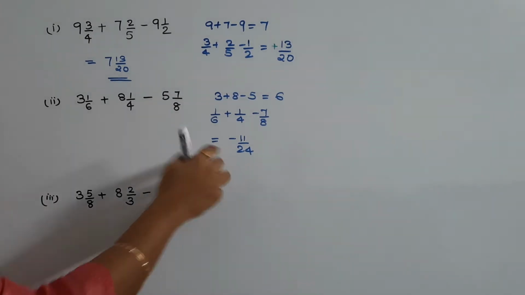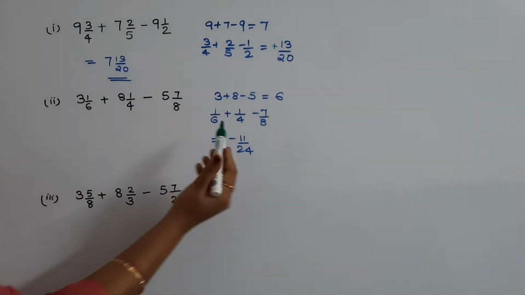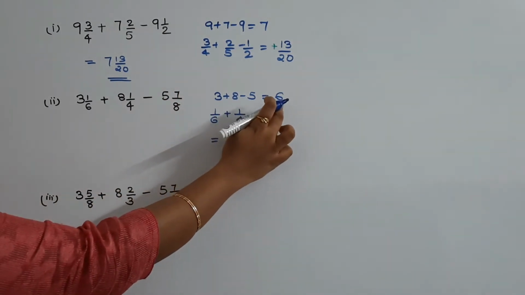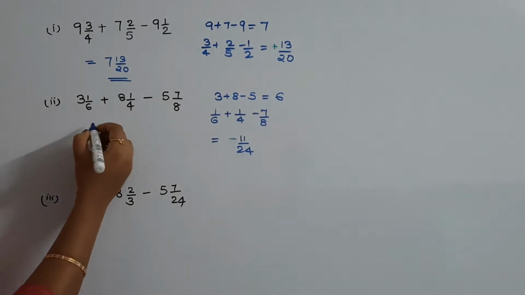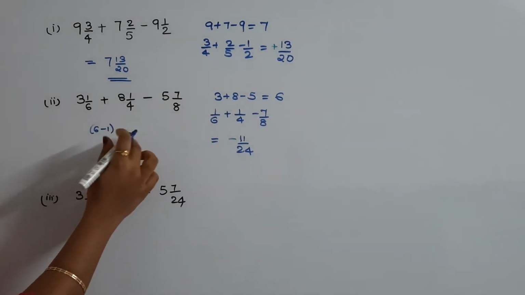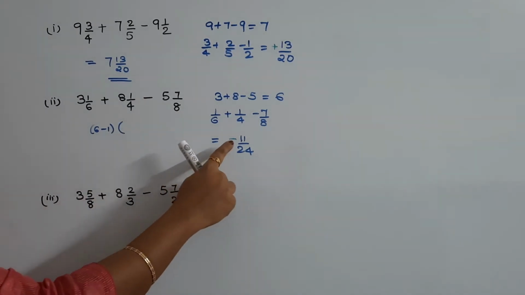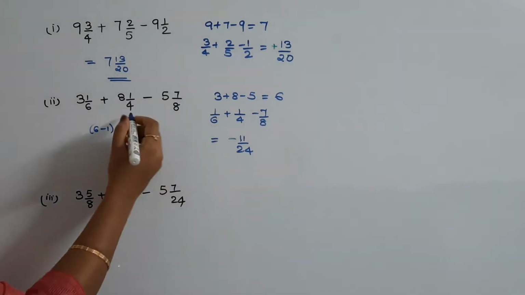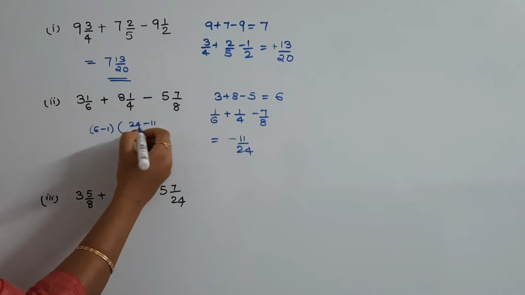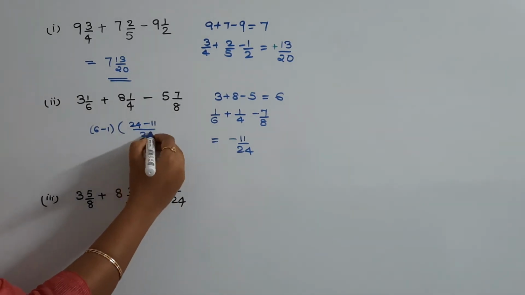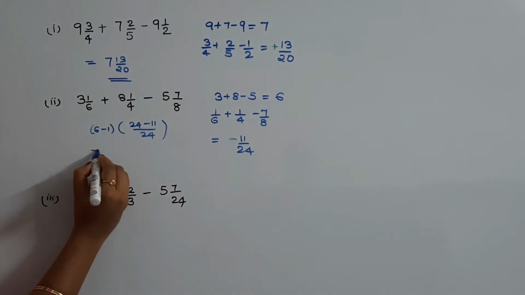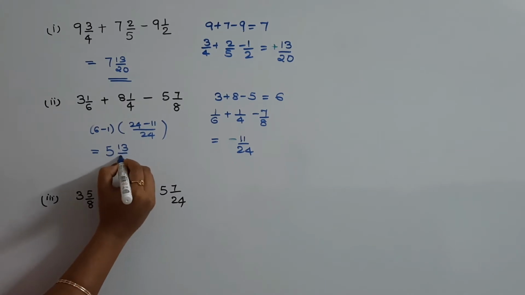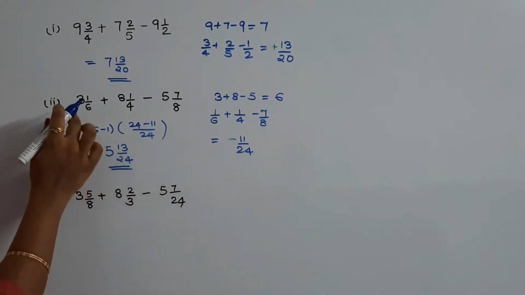Now, see here we got a negative value. Whenever you get a negative value, first you need to subtract 1 from that 6. Then here you need to subtract this numerator from the denominator. That is, write 24 minus 11 divided by this denominator. So that will be equal to 6 minus 1 is 5, and on solving this you will get 13 by 24. So this is the answer.